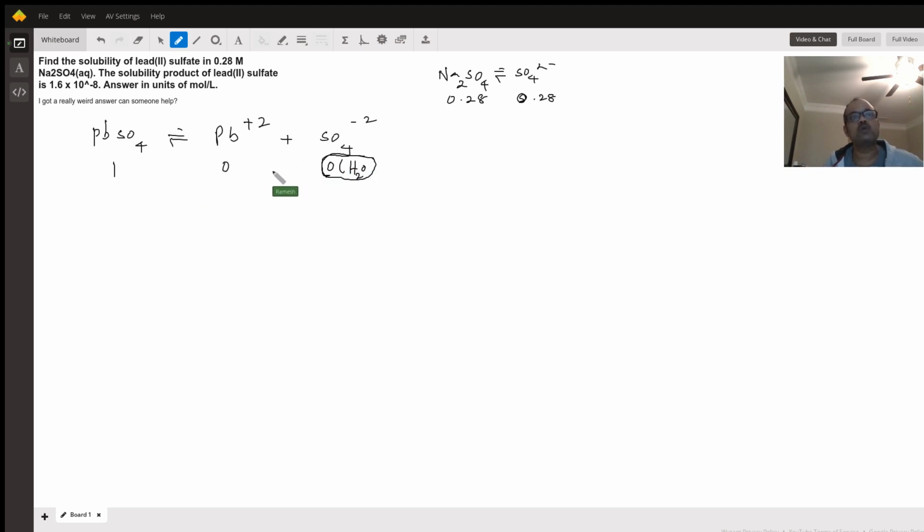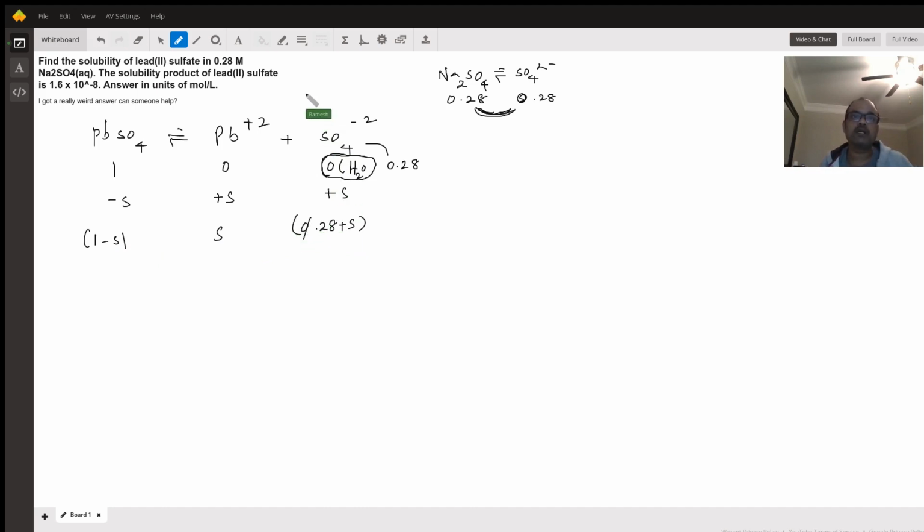But since you have a solution of sodium sulfate, the concentration of sulfate ion will not be 0, it will be 0.28. Where is this coming from? By the dissociation of sodium sulfate, which will produce sodium and sulfate ions. The sodium sulfate and sulfate ion ratio is 1:1. So minus S, plus S, plus S: 1 minus S, S, and 0.28 plus S.